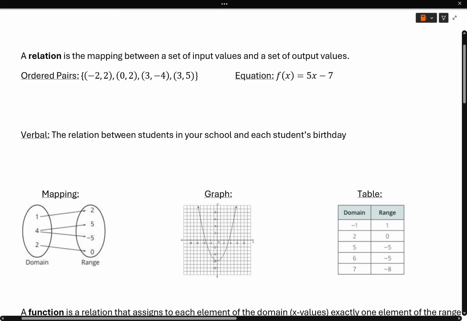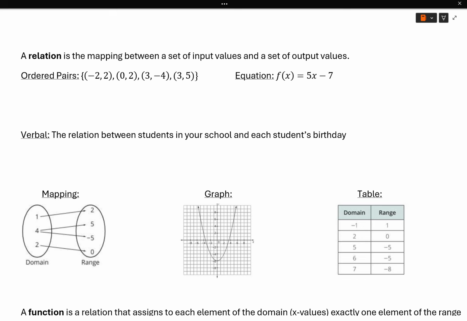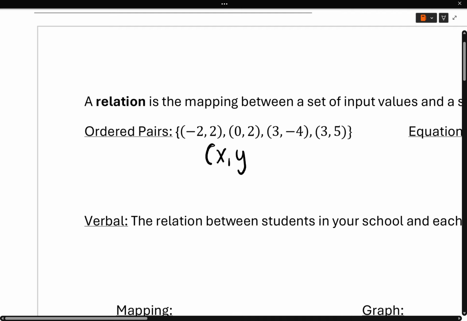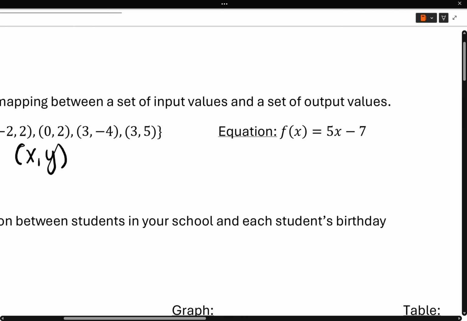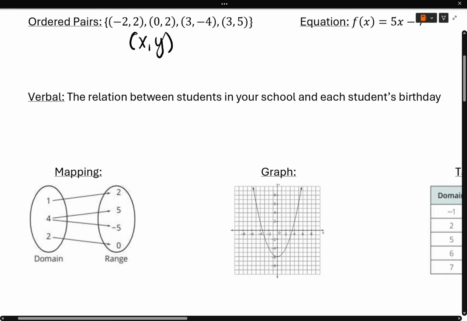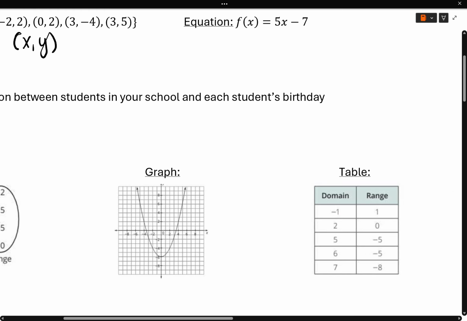Let's get started. First, let's discuss relations. Relations are maps, or I guess any types of relationships between a set of input values and output values. We have various ways to represent relations. One of the ways is an ordered pair. Remember, and jot this down if you need to, ordered pairs are always x, comma, y. We also have equations, verbal examples, maps, graphs, and tables.